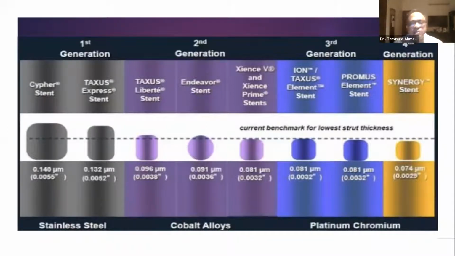Gradually, the second generation drug-eluting stents were cobalt alloy stents. The strut diameter was reduced to 0.96, 0.91 and 0.81. Then came the third generation, that is Promus Element, which is 0.81. And finally, the Synergy is a thinner one, one of the thinnest ones, with a strut diameter of 0.04, with increasing deliverability of the stents. So these are the stent generations among the drug-eluting stents.